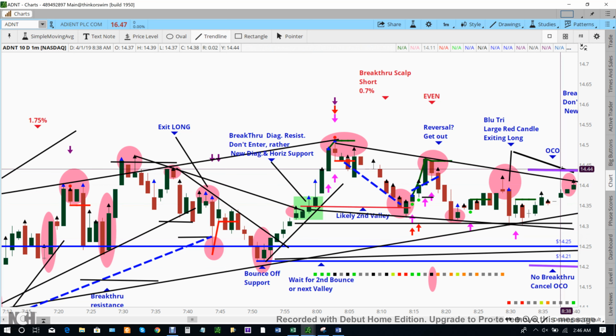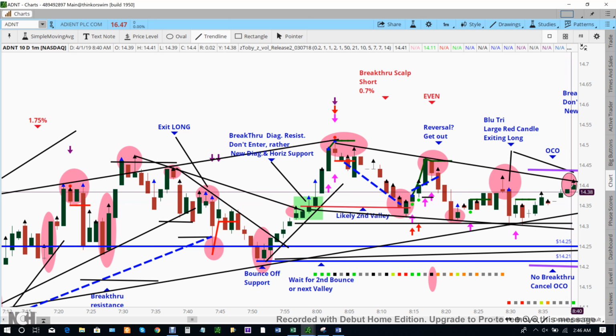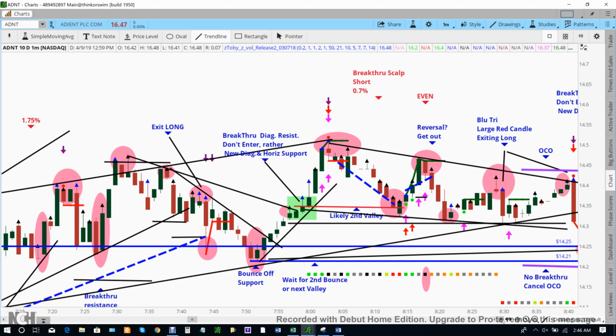We have an OCO order in. We think it's going to head down. I don't know, it may have been worth it, instead of having the OCO from here to here, to put it up higher there. At any rate, let's keep on going. Oh man, it dropped down. Again, dropped down to this diagonal resistance line.